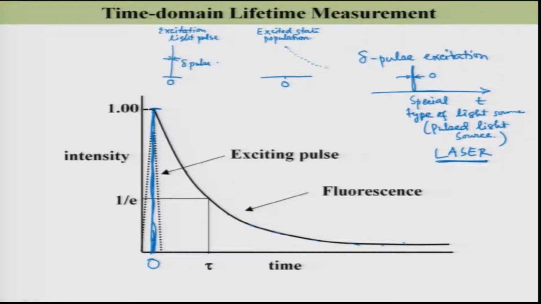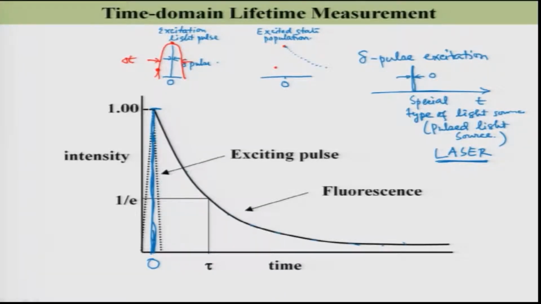On the other hand, if you use such a light pulse, which is not a delta pulse and has some width delta t, then this part of your light pulse will excite some molecules. So the population is something like this. At time t equal to 0 the intensity is maximum, so I will get this maximum intensity.